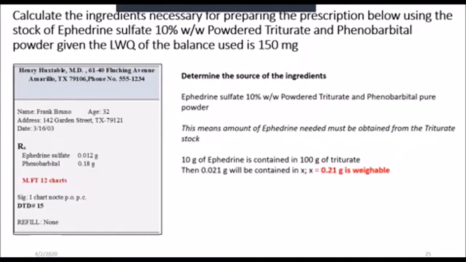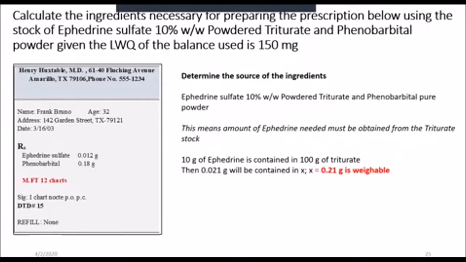So the next step would be for us to determine the source of the active ingredients. The source for phenobarbital is the pure drug, but that of the ephedrine is from a powdered triturate. It's a 10% weight in weight powdered triturate.